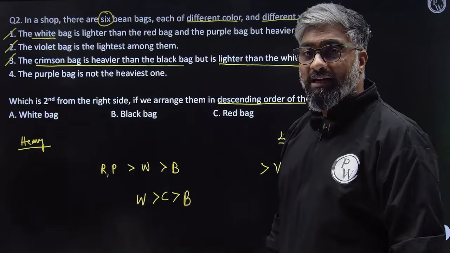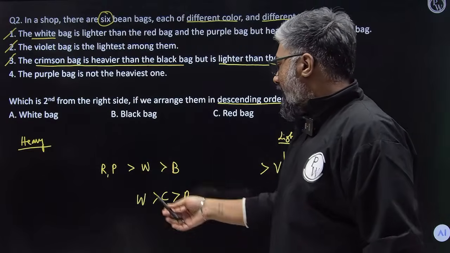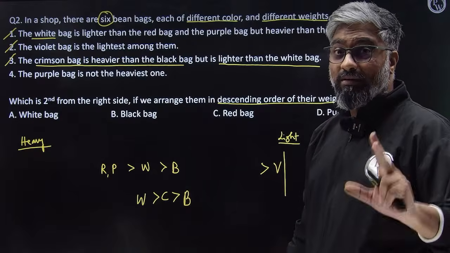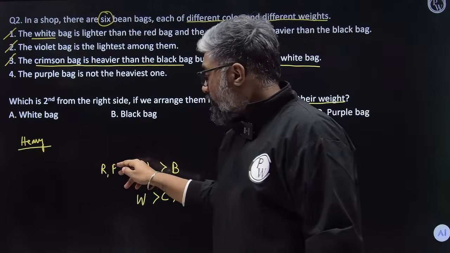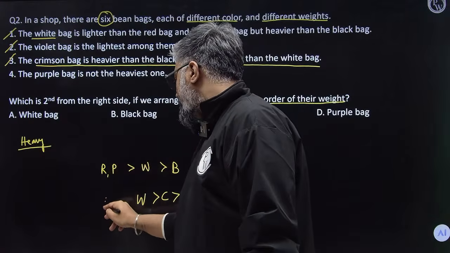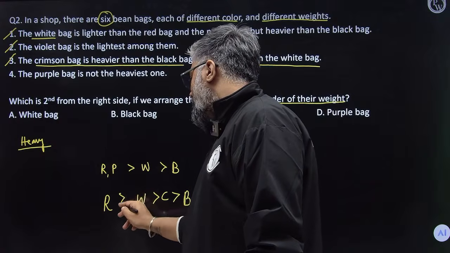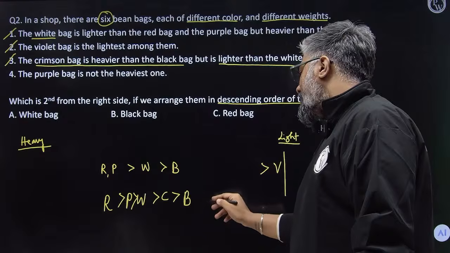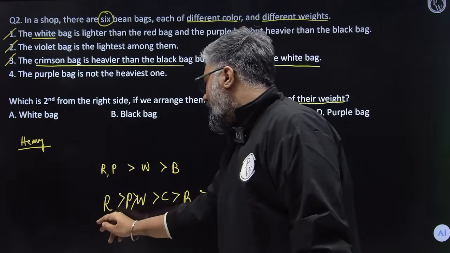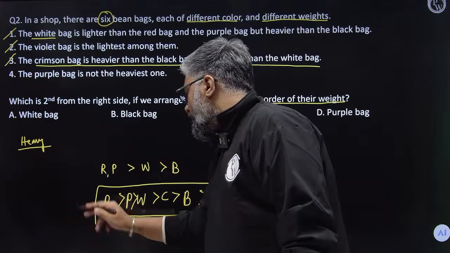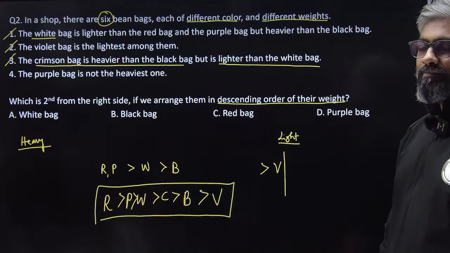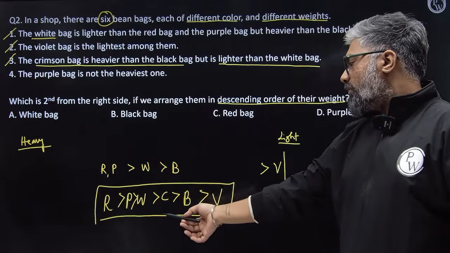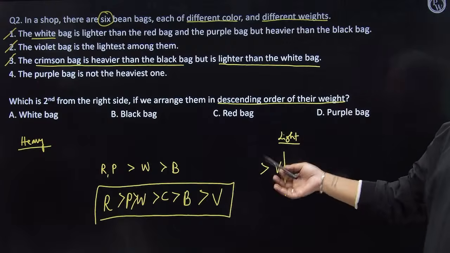The purple bag is not the heaviest one. There are 6 bags, and I already have 1, 2, 3, 4, 5 and 6 placed. That means the heaviest bag cannot be purple. That means it's got to be red. So red is the heaviest, then the purple, then the white, then crimson, then black, and then violet. Is this our final arrangement? Yes. Does this make sense for you guys? Red, purple, white, crimson, black, and violet.